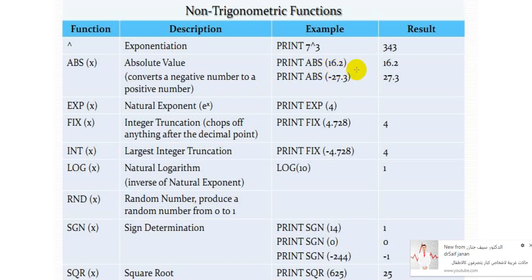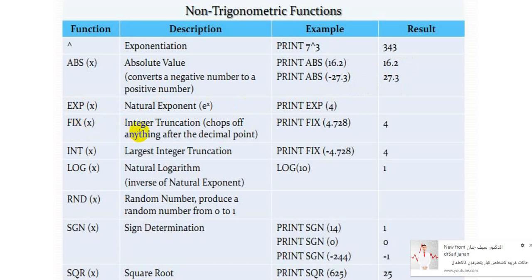Print ABS 16.2 is as follows. Print ABS, the absolute value of 27.3, gives you 27.3, converted into the positive form. Exponential of x, the natural exponent, the exponential function. I print exponential 4, exponential 4 in the same manner.